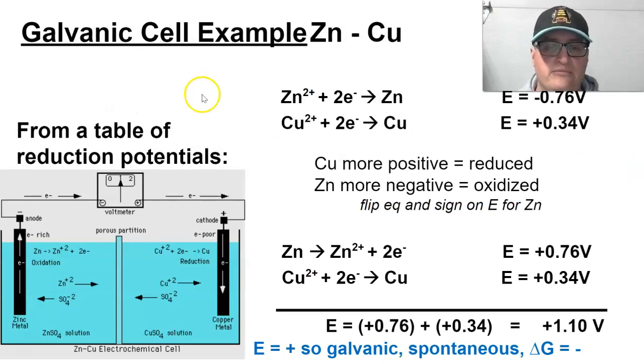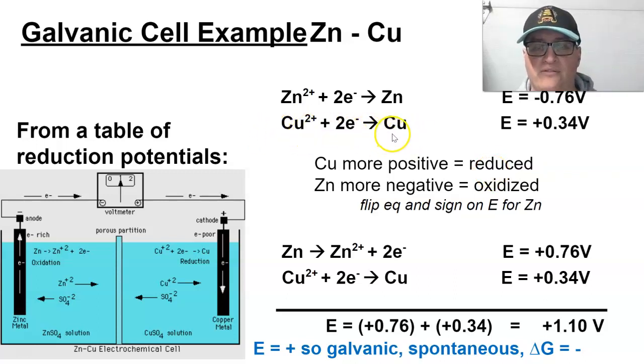So, an example from the reduction potentials, we have these two given. Copper is more positive, so it's going to be reduced. And we can see it's going to stay this way, going from the positive to the 0. Zinc is more negative, so it's oxidized. We need to flip the equation and the sign for the energy on zinc. And we can see that these are going to be canceling out. We've got our zinc becoming zinc 2 plus, and copper 2 plus becoming this.